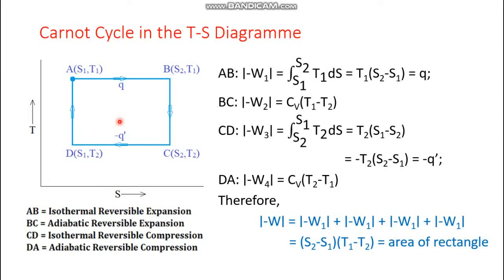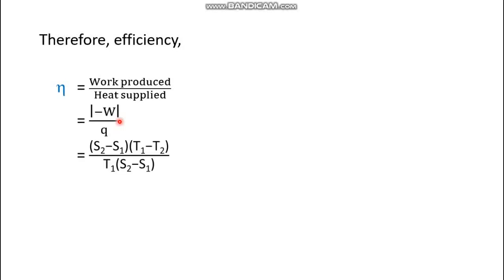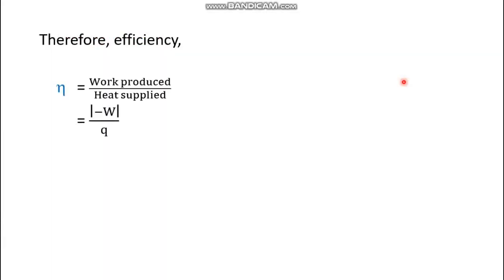So this is the TS diagram. Therefore, efficiency is minus W, work produced, by heat supplied Q. And we have got the value of work produced, (S2 minus S1) into (T1 minus T2). And what is the value of Q? Q is T1 into (S2 minus S1). So we put the value here, T1 into (S2 minus S1). So S2 minus S1 would be cancelled. And then what is left? T1 minus T2 by T1.